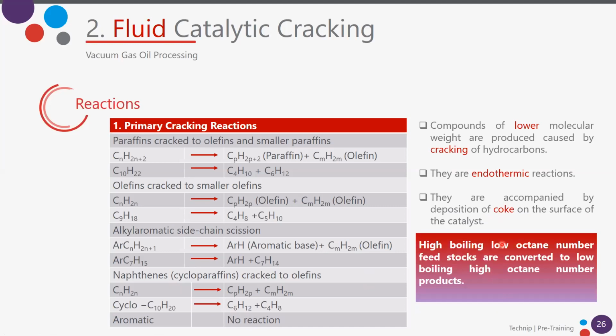So high boiling, low octane number feedstock are converted to low boiling, high octane number products, okay? This is the objective of the unit, and this is what you will get through these reactions. As you can see here, we are transforming 1 mole of this hydrocarbon to 2 moles on the other side of the reactions. So these reactions take place at low pressure, okay? These cracking reactions.